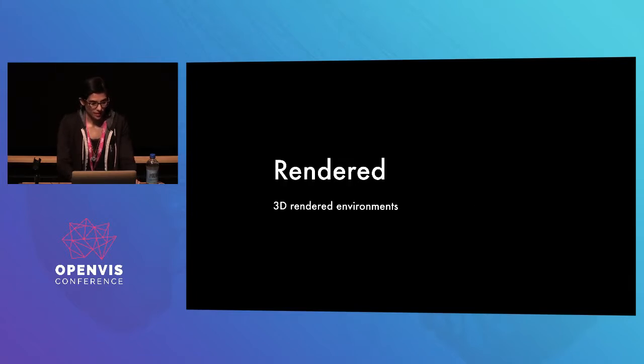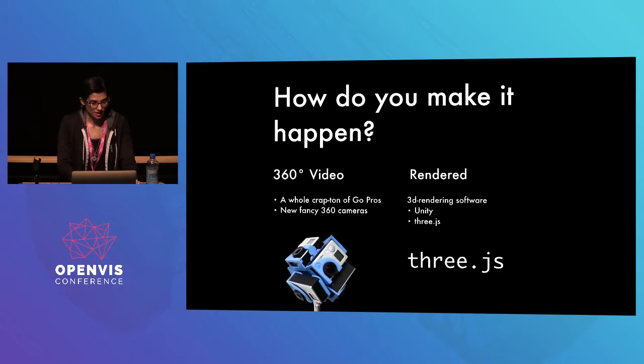And then there's 3D rendered. How do you make it happen? For the 360 video stuff, you need a whole crap ton of GoPros, or there's new fancy 360-degree cameras. And for the rendered stuff, which I'm going to be talking more about, there's 3D rendering software. People use Unity. And there's Three.js, which is really cool. It's a JavaScript library. It's open source.